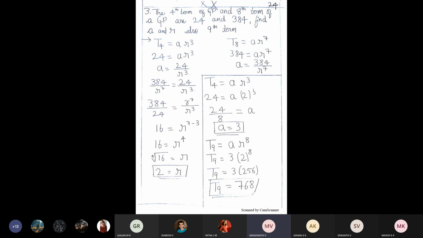As we got R is equal to 2, you can make use of the first equation. T4 is equal to A into R to the power of 3. That is 24 is equal to A into 2 to the power of 3, which is 8A. Therefore A is equal to 3. We got A is equal to 3 and R is equal to 2. And you can find T9. Yes, very good. T9 is 768.